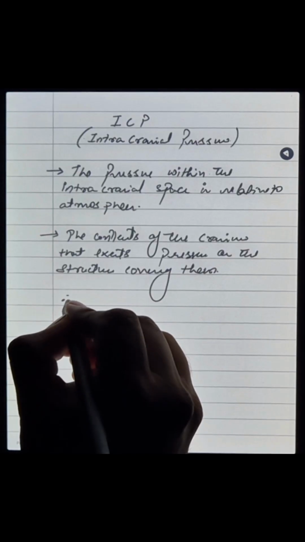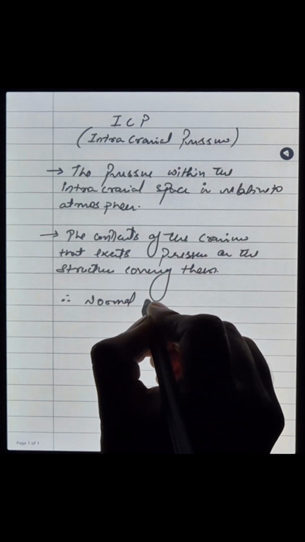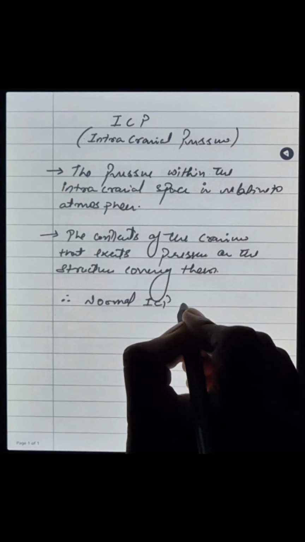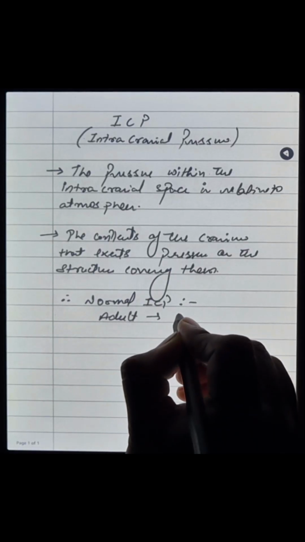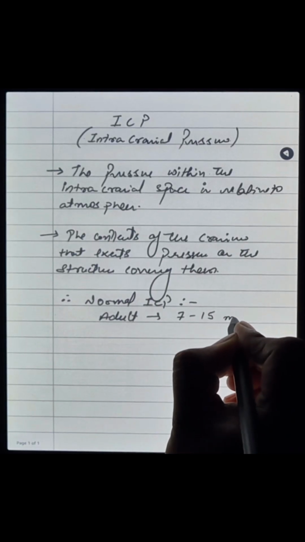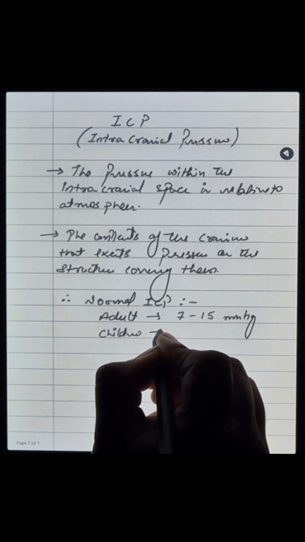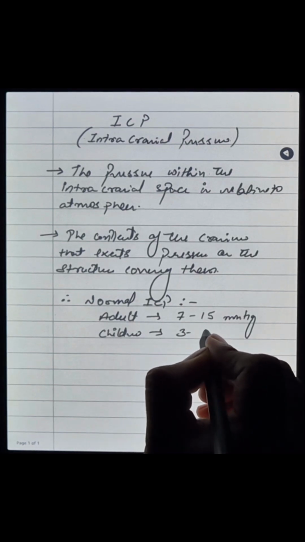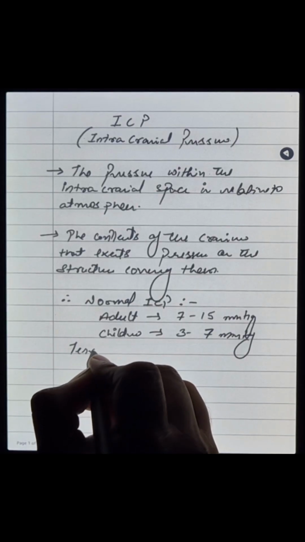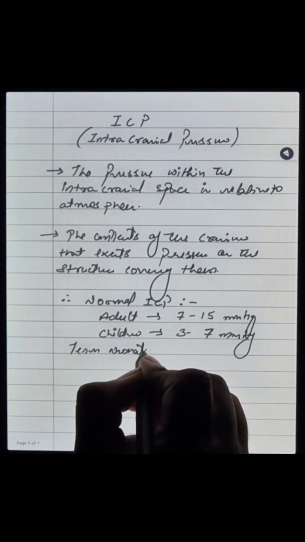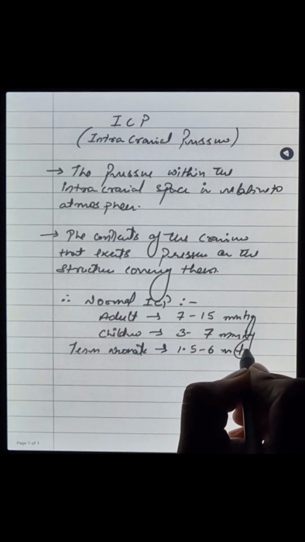So we have some values. Normal ICP in an adult is around 7 to 15 millimeters of mercury. In children, it is around 3 to 7 millimeters of mercury, and in term neonates it is around 1.5 to 6 millimeters of mercury.